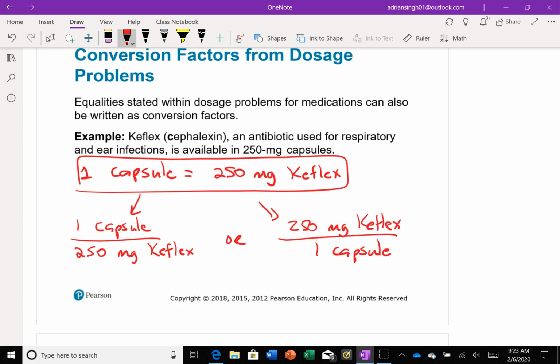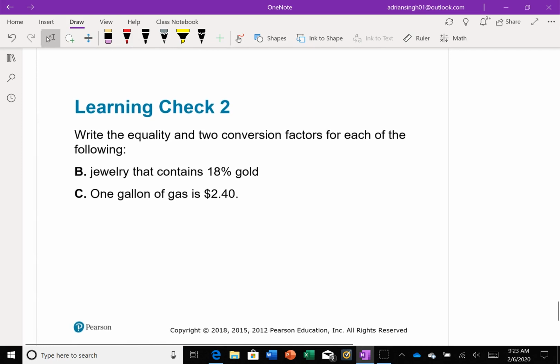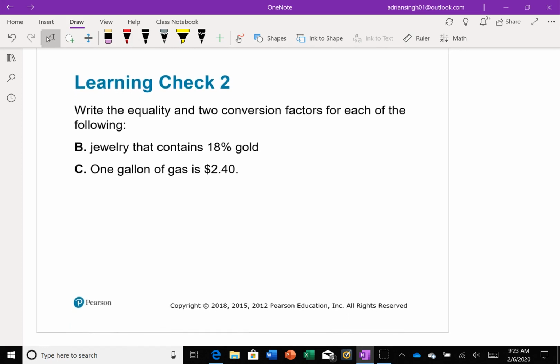All right, so again, as I'm going through this, hopefully what you're seeing is that I'm putting not just the numbers in, but also the units. All right, let's take a look at another example. We'll choose example C here.